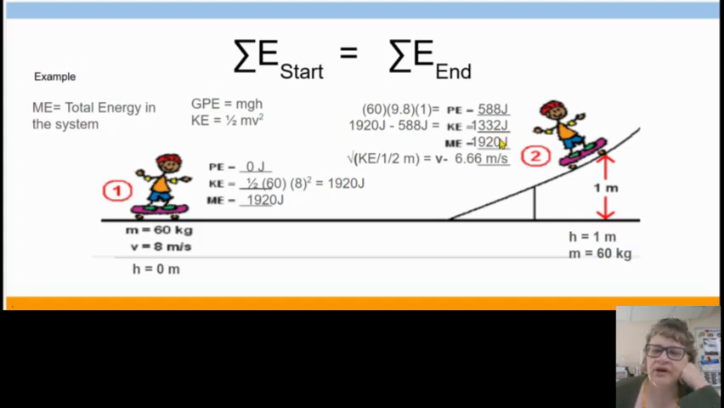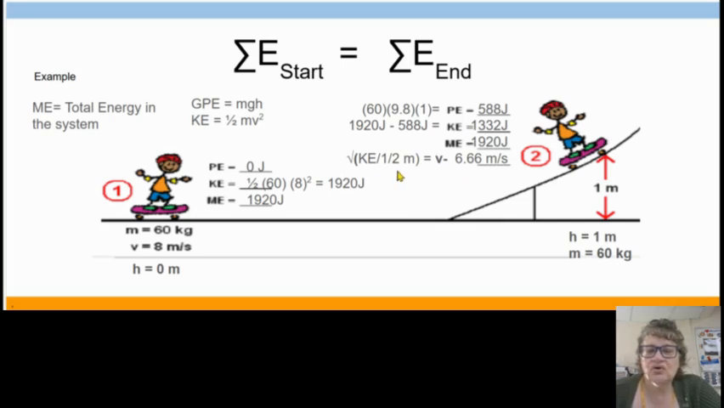Okay. So when I subtract 1920 from 588, I get 1,332 joules. We can also solve for the velocity, so we can also figure out how fast he's going at that point. Looking at our equation, we're going to move it around a little bit. We're going to take our kinetic energy, divide it by 1/2 of the mass, and then take the square root of that answer.